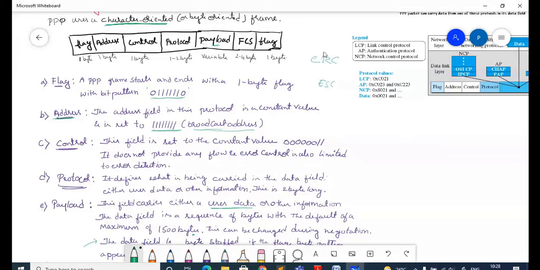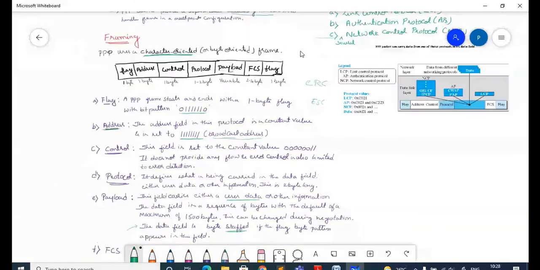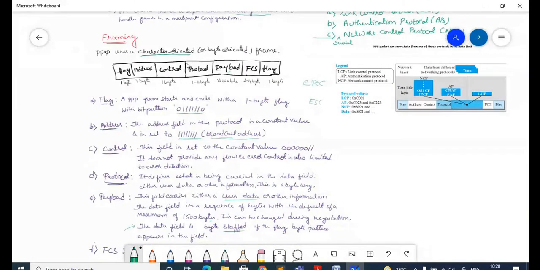So this is about the frame structure. In the exam, they may ask, explain the frame structure of point-to-point protocol with a transition diagram. So I will explain the transition diagram. Is the basic frame structure clear?